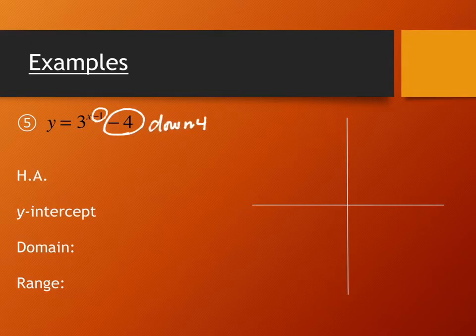What's this -1 right here going to do? It'll move it right 1. Everything happening inside with x sort of does the opposite of what we would expect.